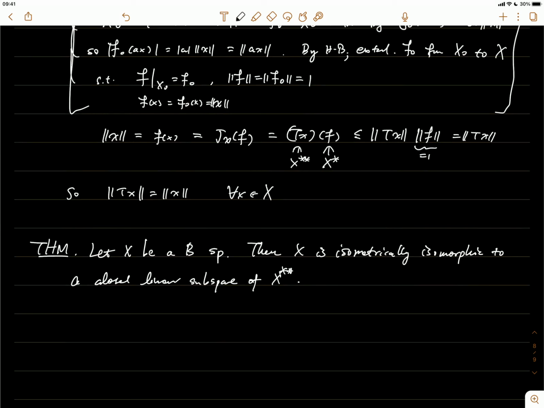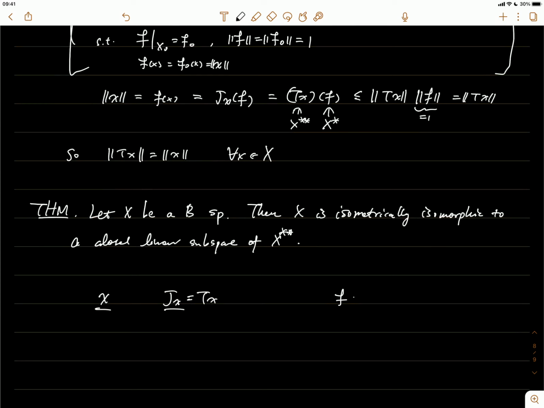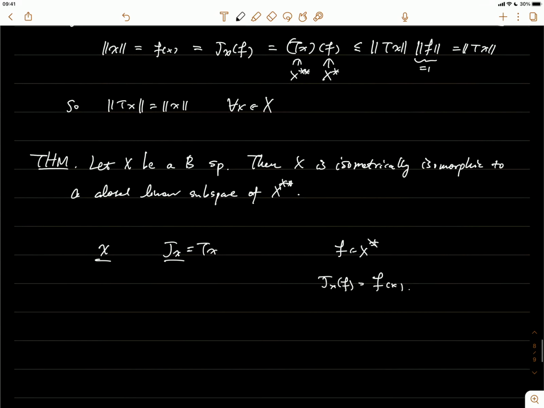Yeah, and in this case, you basically can think of this X. You can identify X and Jx, which is just the T of x. You can identify these two because they are actually the same thing, right? They can both be applied to f in X star, and the difference is that Jx of f is always just equal to f of x. So sometimes when we write it, it's easy to write it as f of x. This is not the inner product in a Hilbert space or inner product space.